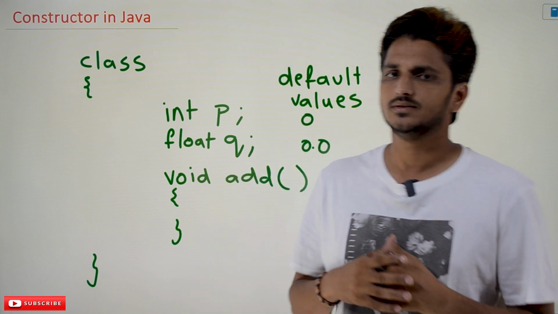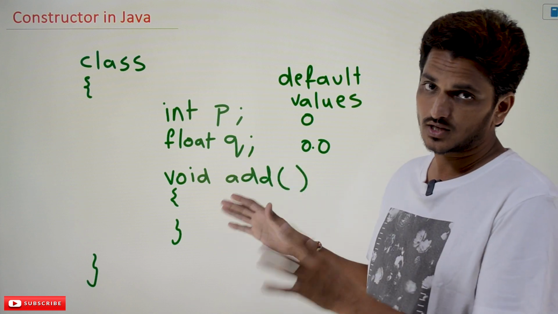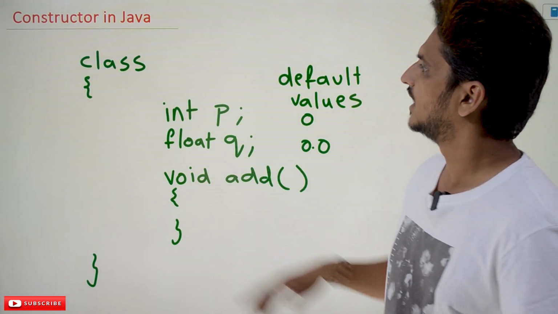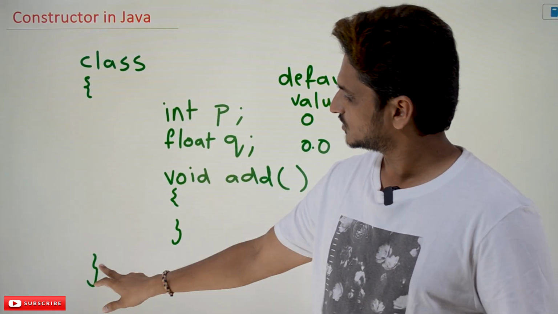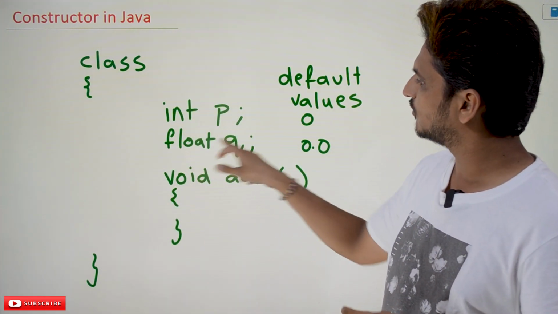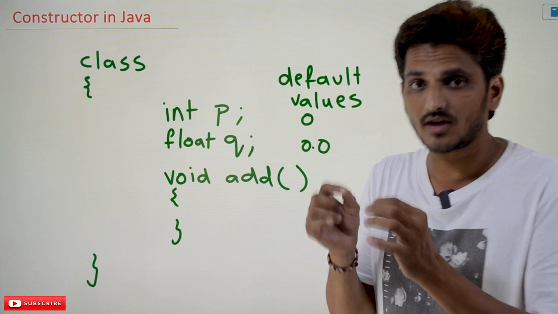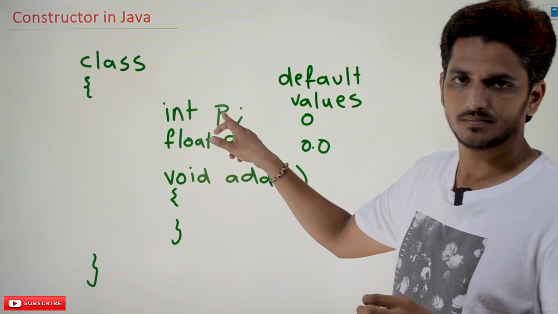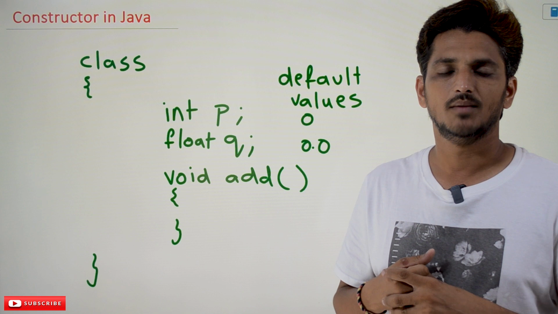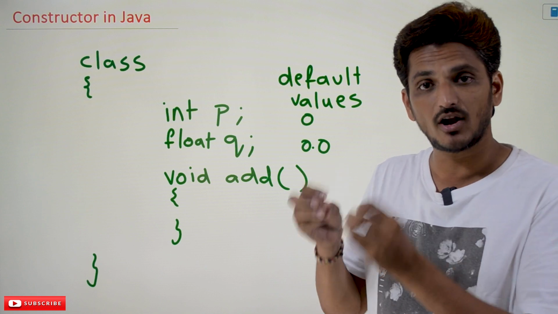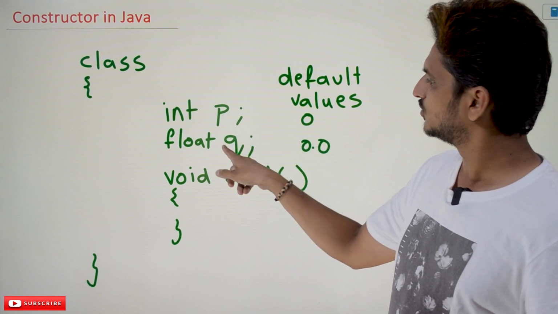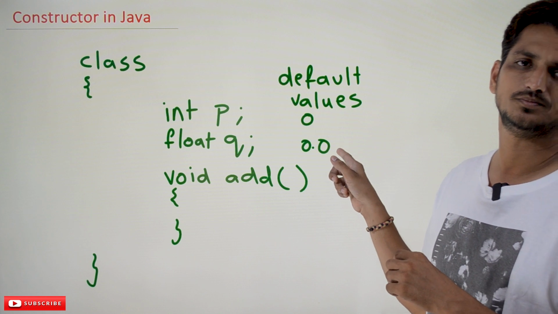Coming to today's class, before going into constructors, first we have to understand what the default values for instance variables are. So we defined a class, open brackets, close brackets. In this class, we defined two instance variables, int p, float q. We didn't assign any value to the variables. But for instance variables, the default value assigned for p is going to be 0, and for q it is going to be 0.0.